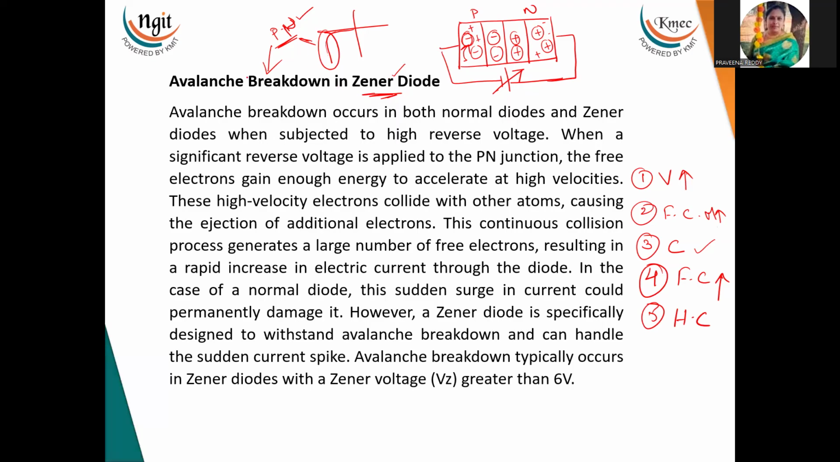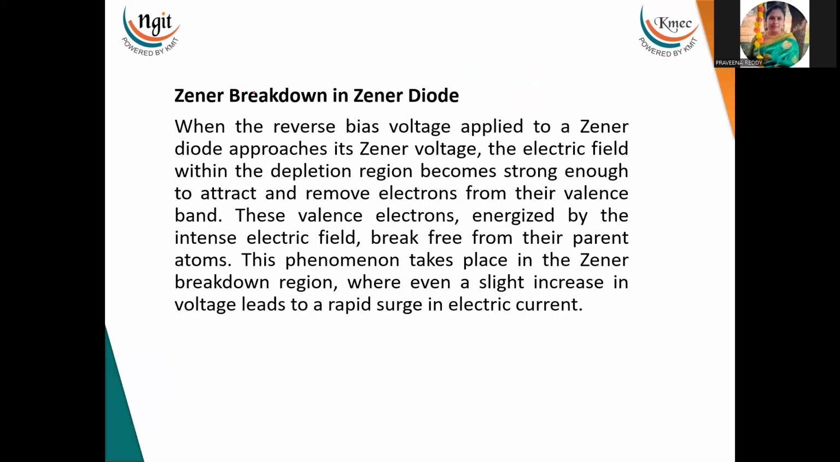Zener breakdown voltages range from nearly 2.4 volts to 200 volts. Every Zener has some Zener voltage. In Zeners having a Zener voltage of more than 6 volts, avalanche breakdown takes place. In Zeners having a Zener voltage of less than 6 volts, Zener breakdown takes place.